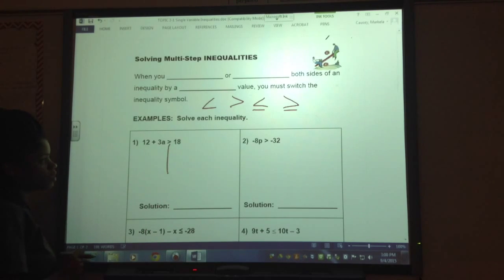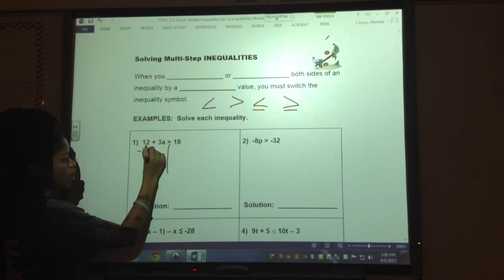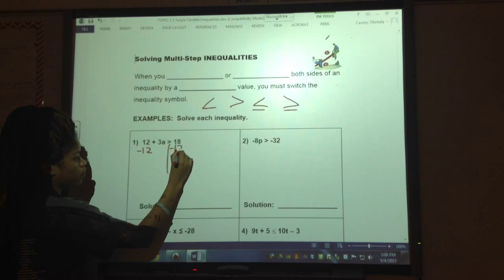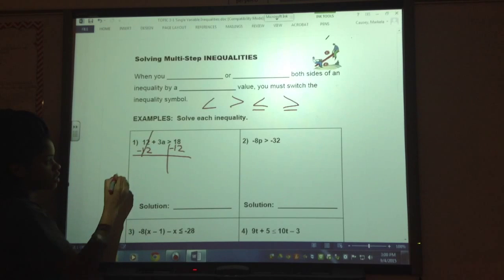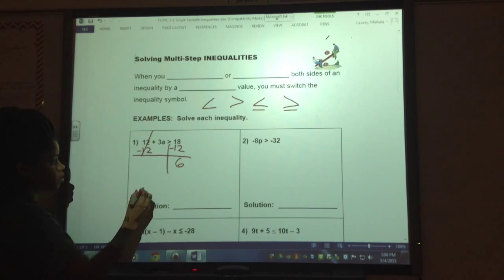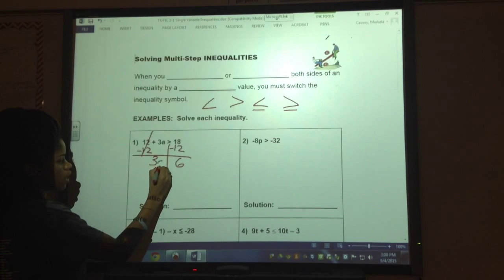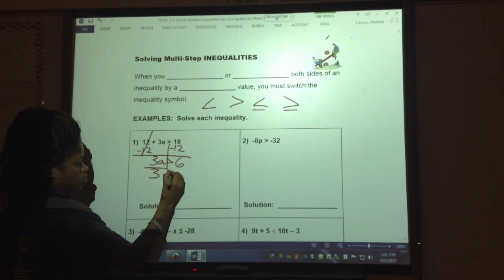So I have 12 plus 3a is greater than 18. I want to get a by itself, so I need to move the 12 by doing the inverse operation, which is subtracting 12 on both sides. 18 minus 12 is 6. I'm going to copy the 3a, and I'm going to copy the inequality symbol. Next, I'm going to divide by 3.